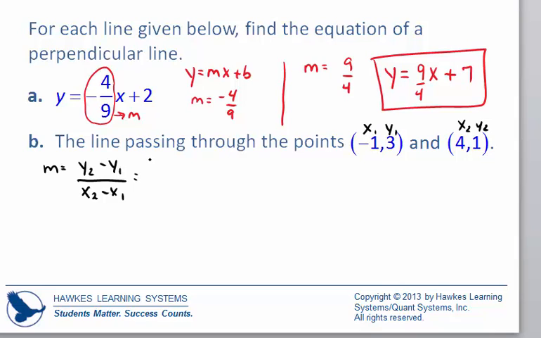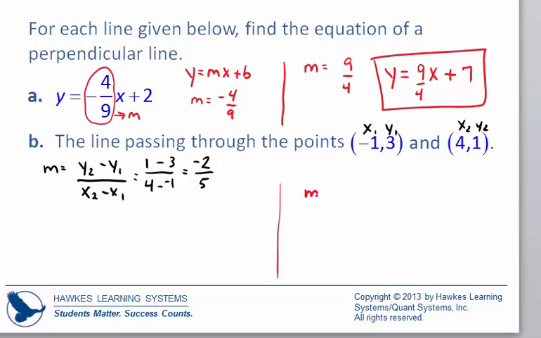For the y2, I'm going to plug in a 1. For the y1, I'm going to plug in a 3. For the x2, I'll plug in a 4. And for the x1, I'll plug in a negative 1. So 1 minus 3 is negative 2. 4 minus a negative 1 is 5. So we know that the slope of the line that passes through these two given points is negative 2/5. Now I want to write an equation for a line that is perpendicular to that.